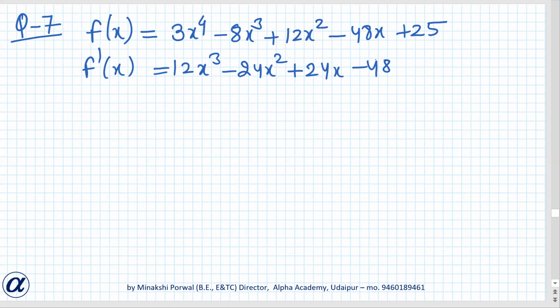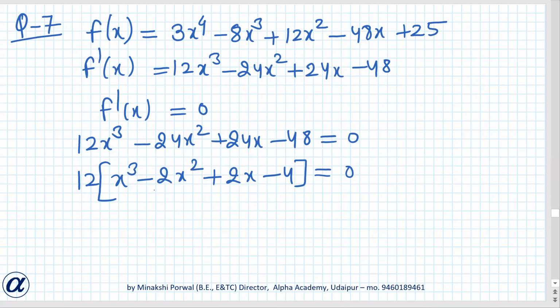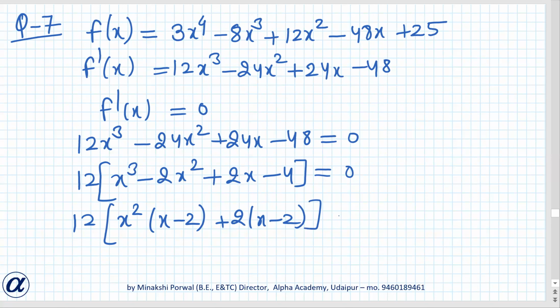Then for finding critical points, we'll put f dash x equals to 0. That is 12x cube minus 24x square plus 24x minus 48 equals to 0. Taking 12 outside, it is x cube minus 2x square plus 2x minus 4 equals to 0. When we factorize this cubic polynomial, if I take x square common, it is x minus 2, and if we take 2 common, it is x minus 2. So it will be 12 into (x square plus 2) and (x minus 2) equals to 0.